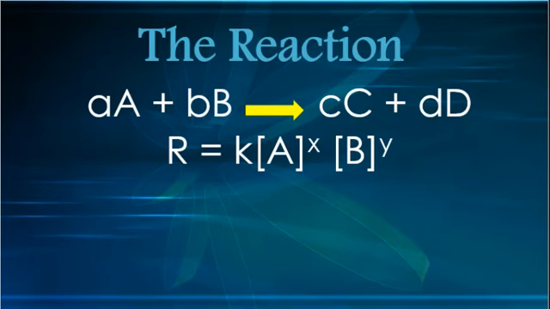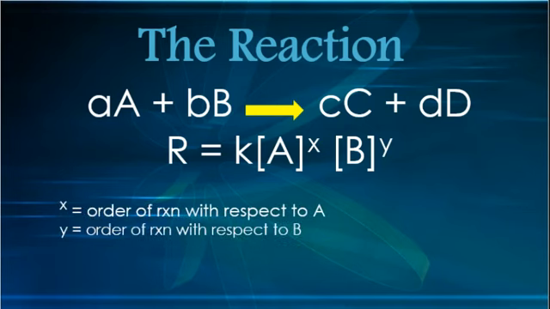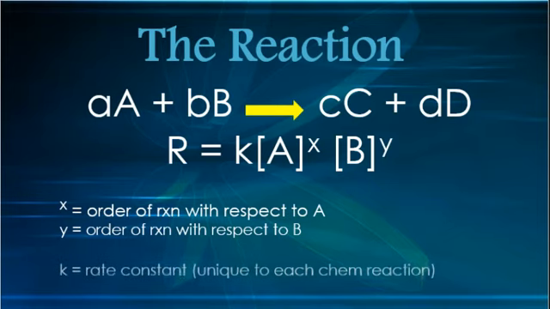Once we find X and Y, that will give us the R, in the sense that the R is the rate taken during an experiment. So we'll have R, X, and Y, and then we'll be able to figure out K. All right? So X is the order of reaction with respect to A. Y is the order of reaction with respect to B. And K is the rate constant.